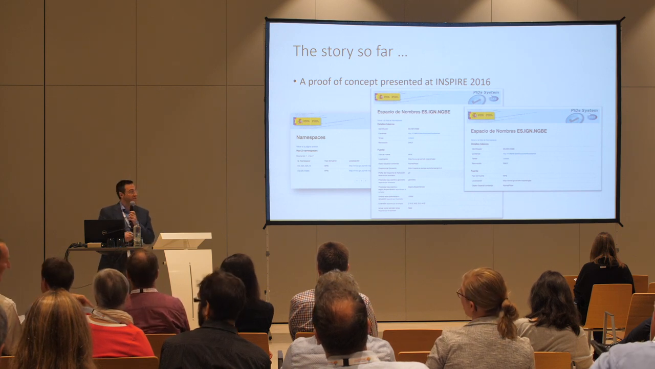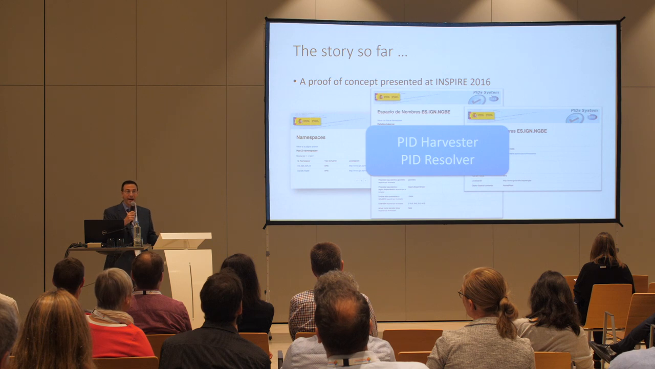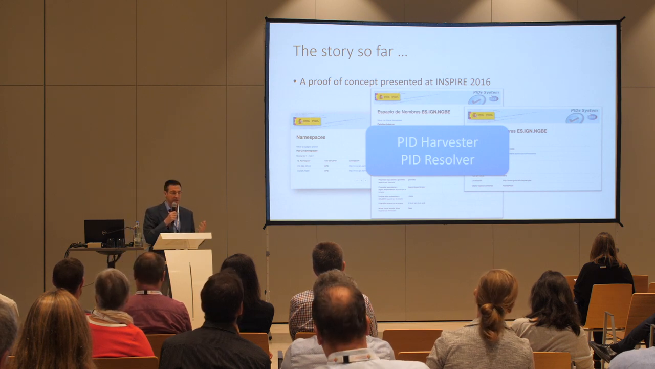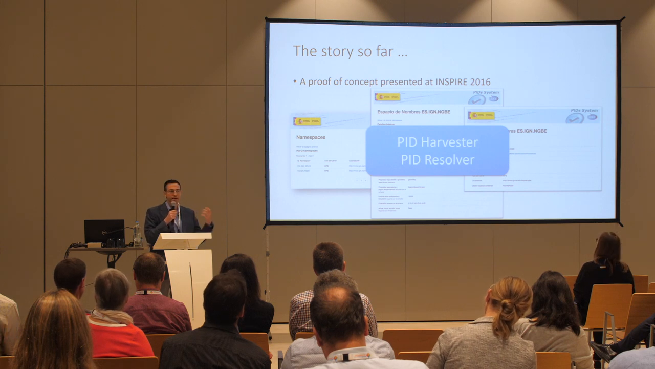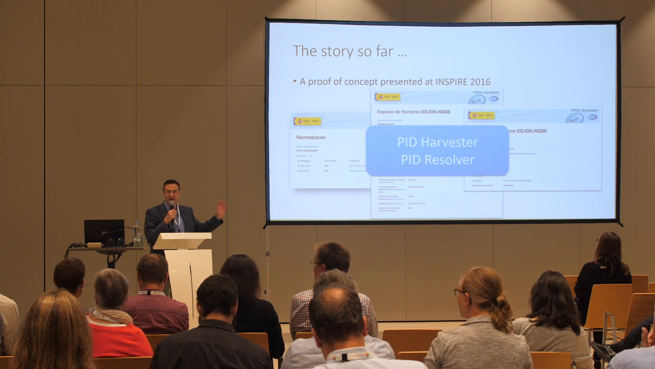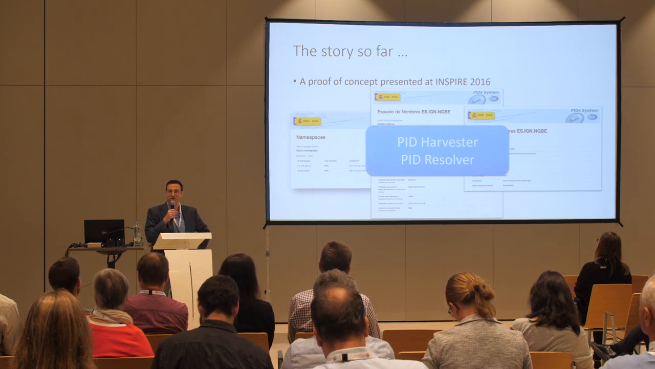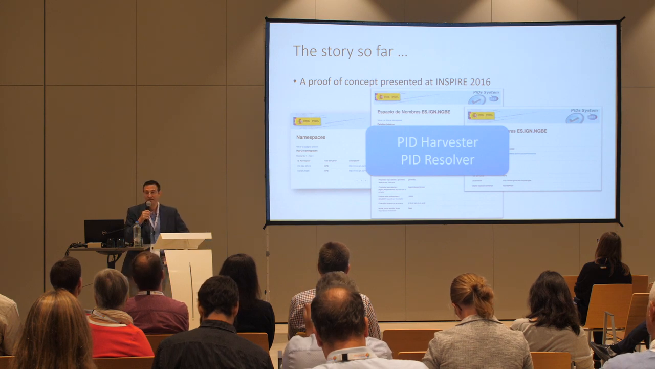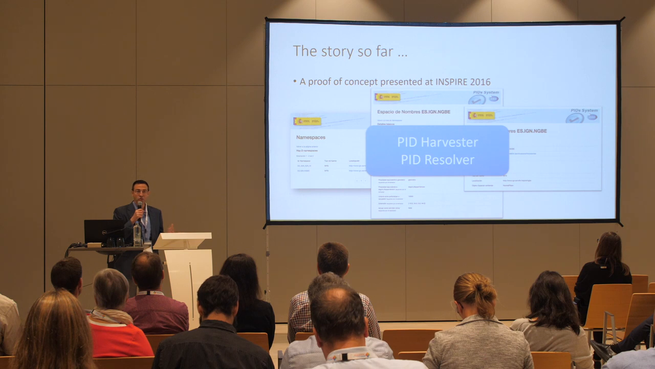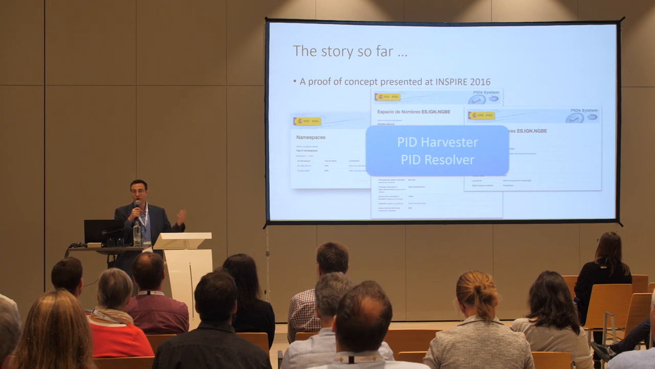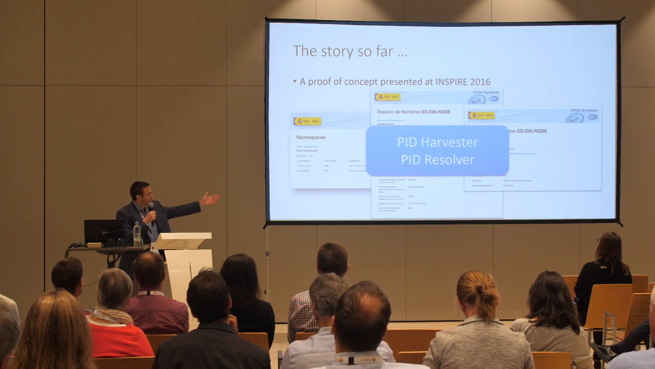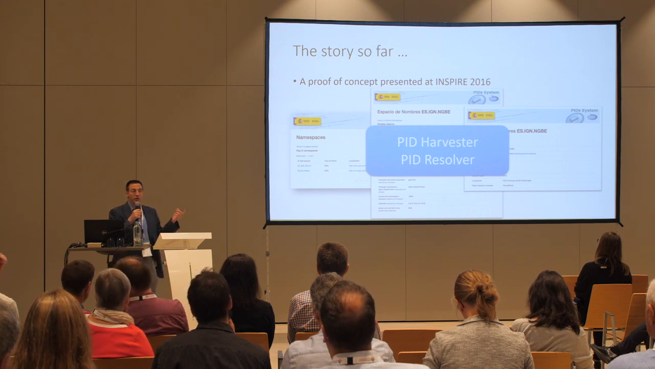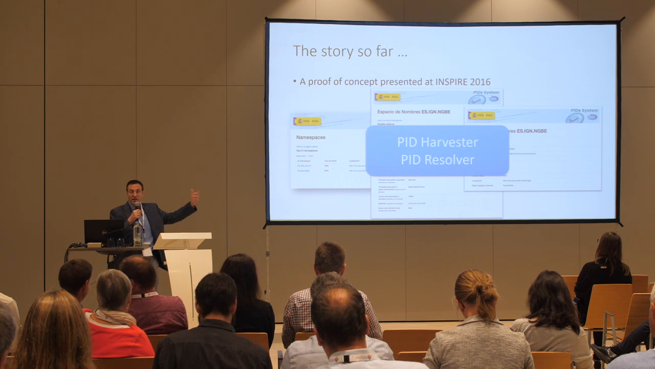How did we do it? We created a PID harvester. That is, instead of just waiting for the data providers to provide us the identifiers of each spatial object, we developed a tool able to harvest the identifier from each web feature service. And then we publish these identifiers through a system that allows us to transform them into URLs. And then users can use the second one, the PID resolver, to transform the URL into a request to the web feature service that returns a spatial object.